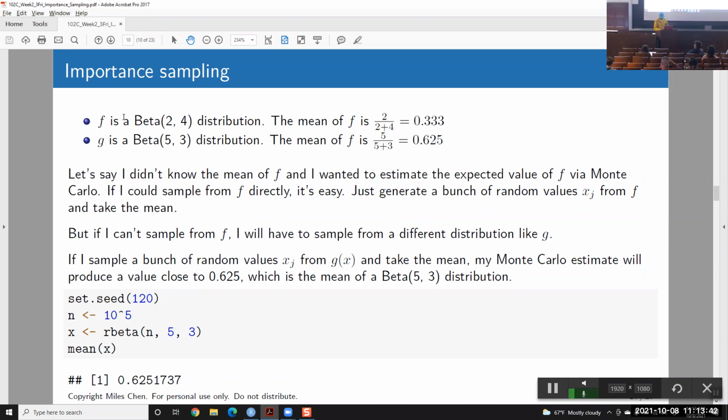Well, with Monte Carlo methods, we would just generate our random sample and take the mean, and that would be an estimate of the mean. Here, my sample X is coming from the wrong distribution. It's coming from the beta distribution with shape parameters 5, 3. I generated 100,000 values, 10 to the 5. What's the mean of X? The mean of my sample of 100,000 values is right around 0.625 because it came from this distribution, 5, 3. But we want to get a mean that's closer to this.